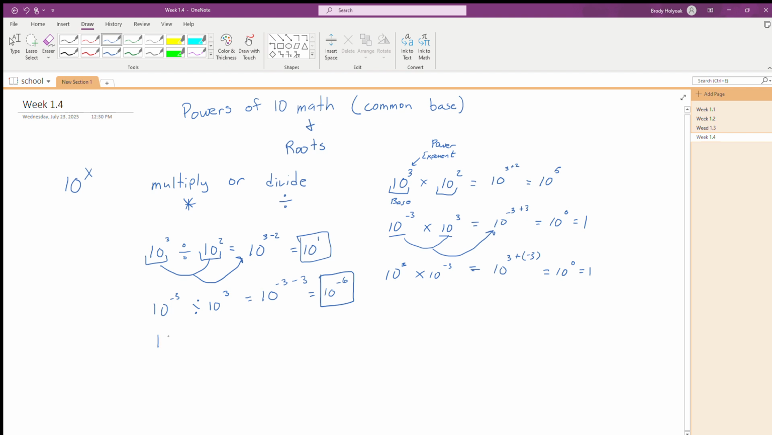And the last example, if I have 10 to the third divided by 10 to the negative third, that's going to be 10 to the 3 minus a negative third. When we have a negative minus a negative, that becomes a positive. So I get 10 to the third plus 3, and that makes it 10 to the sixth.